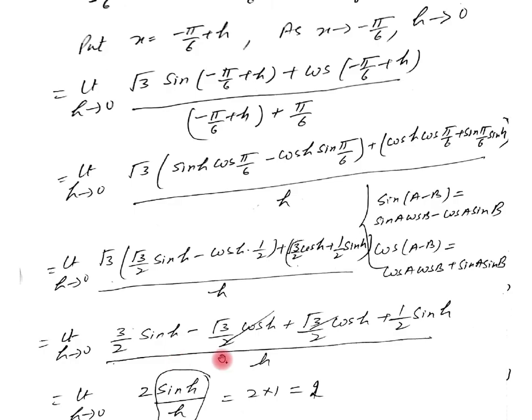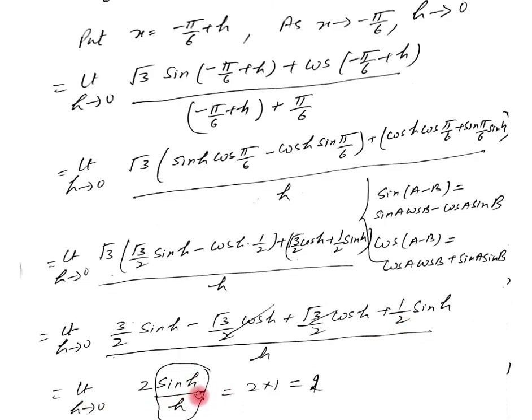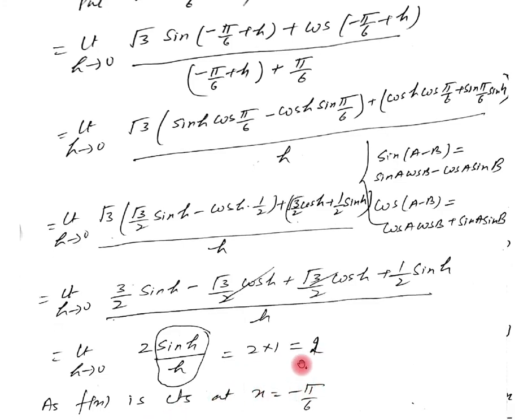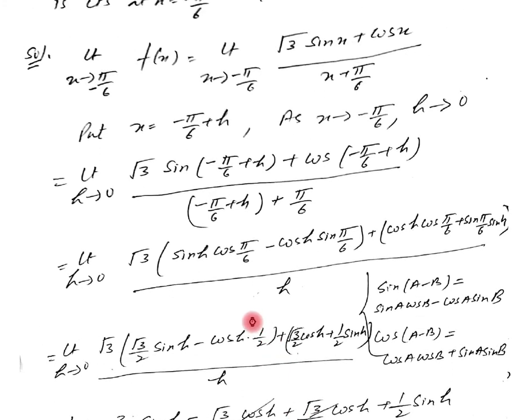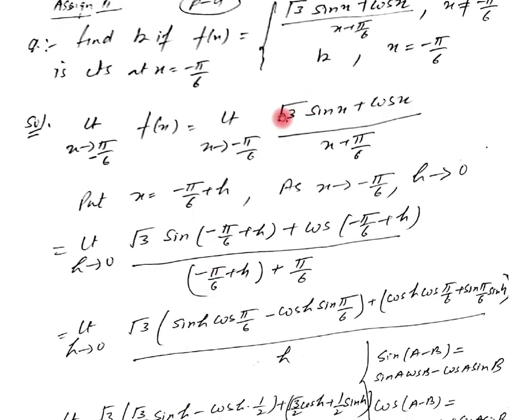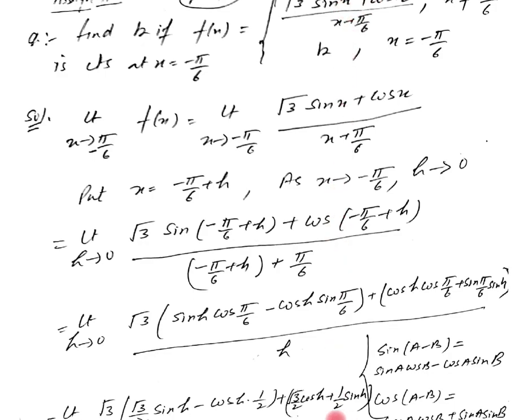And we are left with, by simplifying, 3 by 2 sin h plus 1 by 2 sin h. So it will be 2 sin h upon h. When you take the limit, it is 2 into 1 equal to 2. Therefore, the limit of the function is equal to 2. And also in the question, we have to find out the value of k. The function is given to be continuous. We have to find out the value of k. Now we find out the limit of the function, and it is coming equal to what?